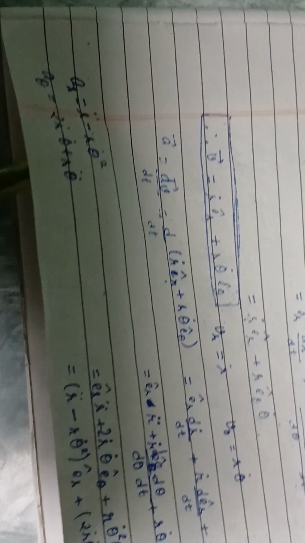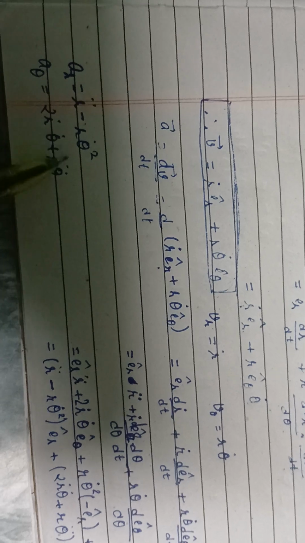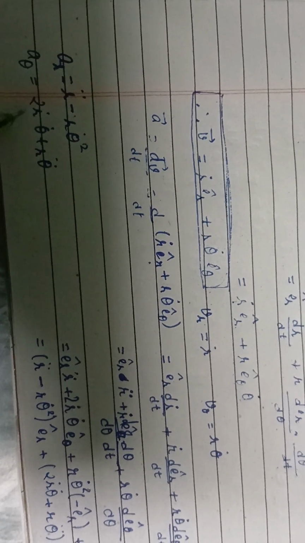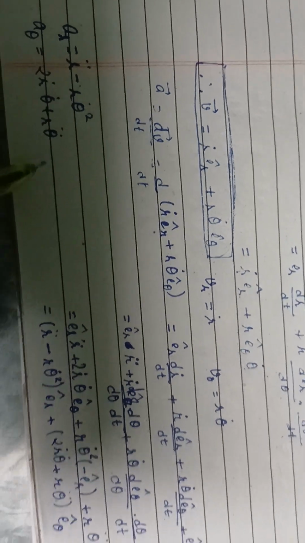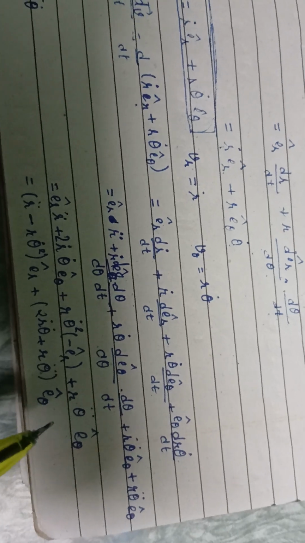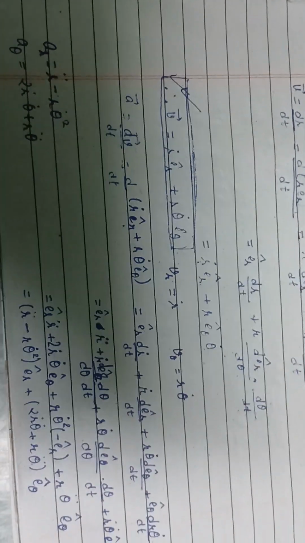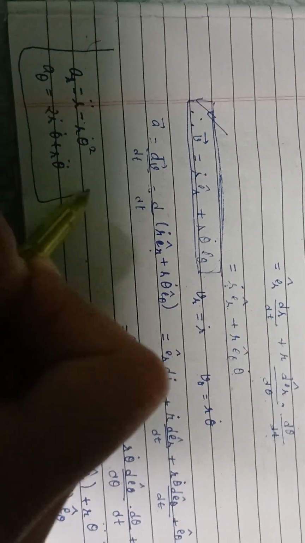The radial component of acceleration is equal to r double dot minus r theta dot square, and the angular component of this acceleration is equal to 2 r dot theta dot plus r theta double dot, which simply gives us the relation to calculate the velocity and acceleration for tangential and normal components.